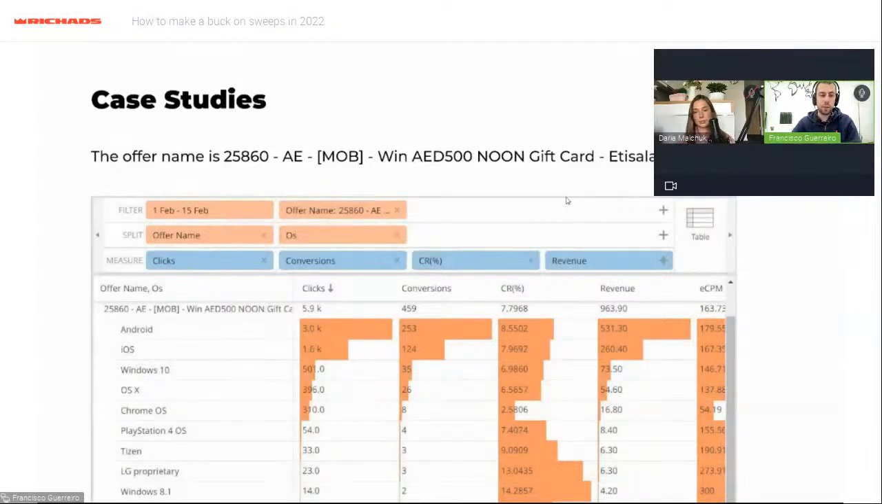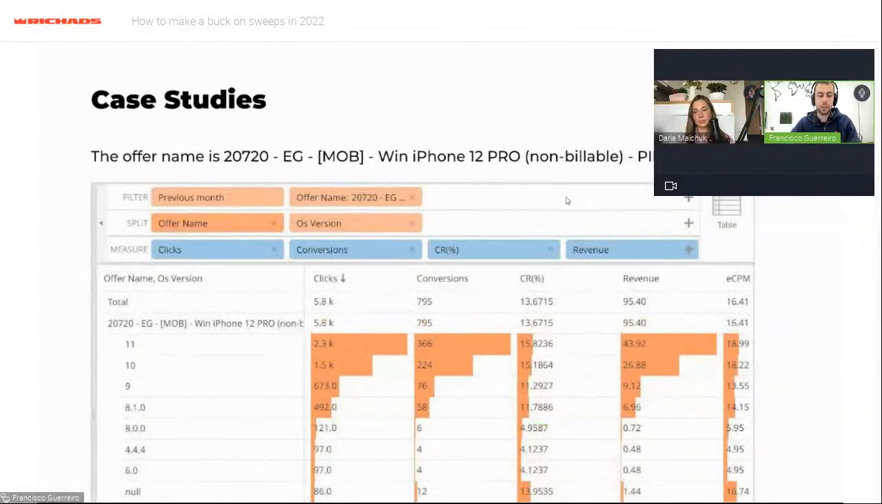And then this brings me to the next example, which is the OS version. If you see the stats here, you can see 5 columns. I will focus on the last one for this example, which is the ECPM. ECPM in this context means how much revenue you are making per 1000 clicks. And you can see here that the versions above 8 of Android are the ones that are doing much better ECPM. So in this case, what my affiliate did was cut everything that was 8 or below.